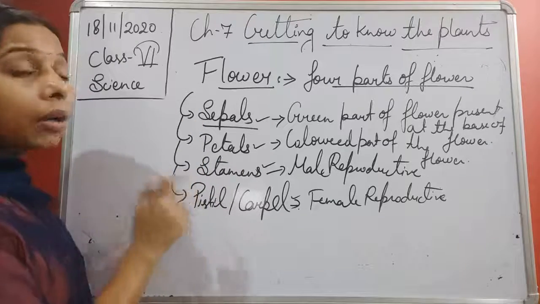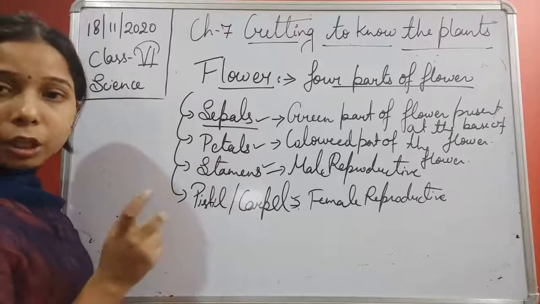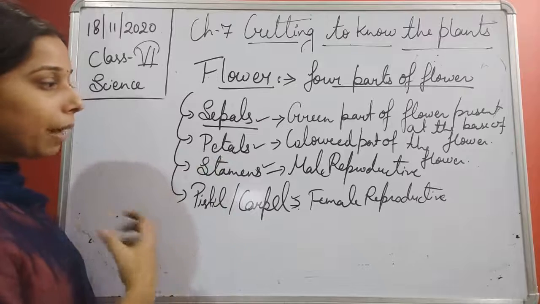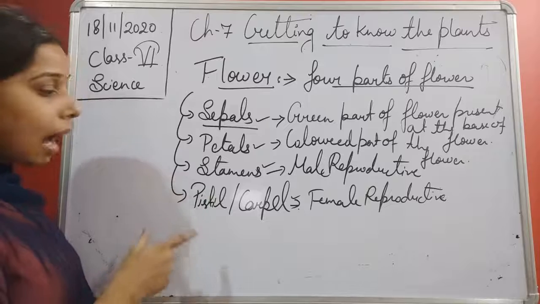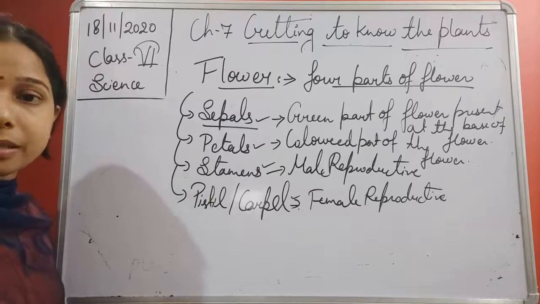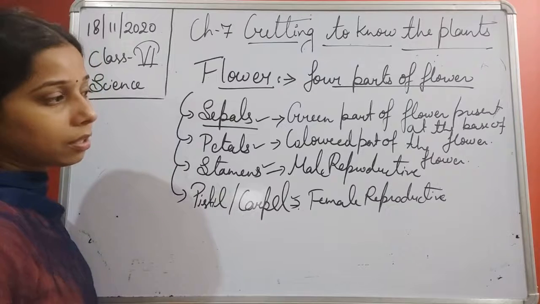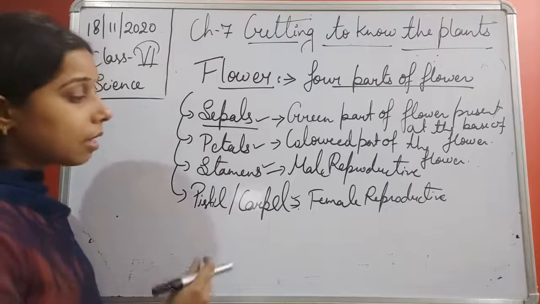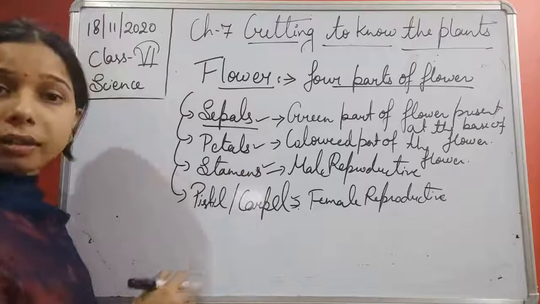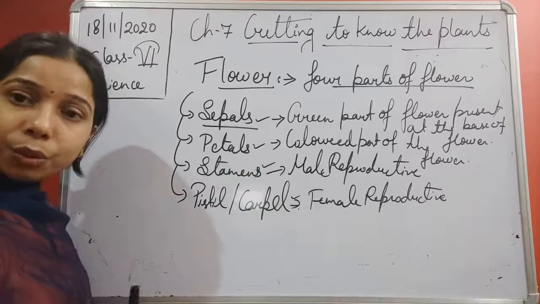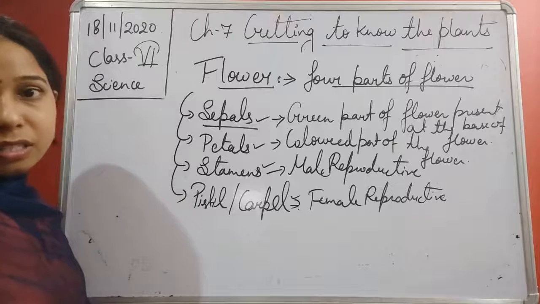So sepals are the green part of the flower. The petals are the colored part, they are not the green part. Stamen is the male reproductive part of the flower, and pistil or carpel is the female reproductive part of the flower. Later on in the next session, in the next class today, we will discuss how the stamen is divided, and how the pistil or carpel is divided into three, and what is the role during the process of fertilization. Okay.